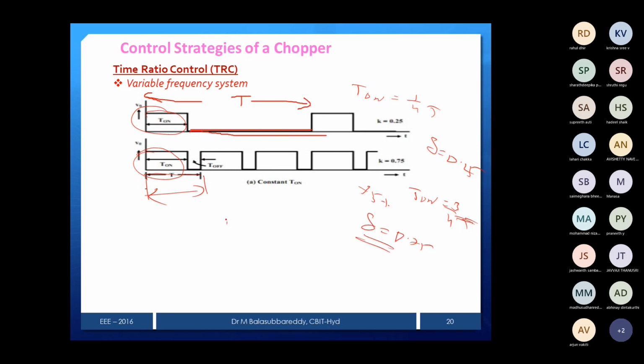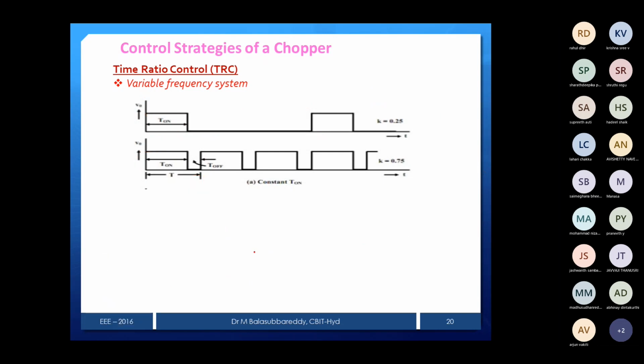Now what is the frequency? Frequency in the first case is different from the second case, no? First case: large time, then frequency will be small. And second case: time is less, that's why frequency is high. For every value of delta, you are going to vary the frequency. That is one way. That means the second way.